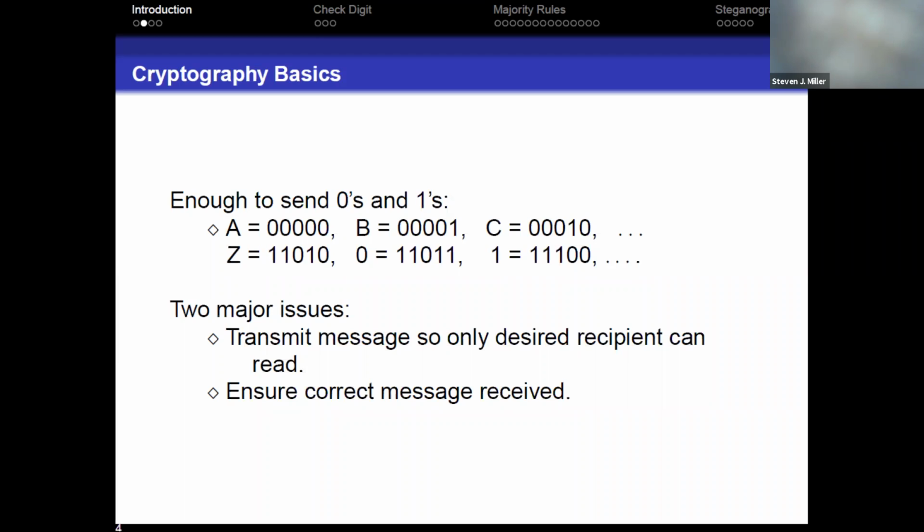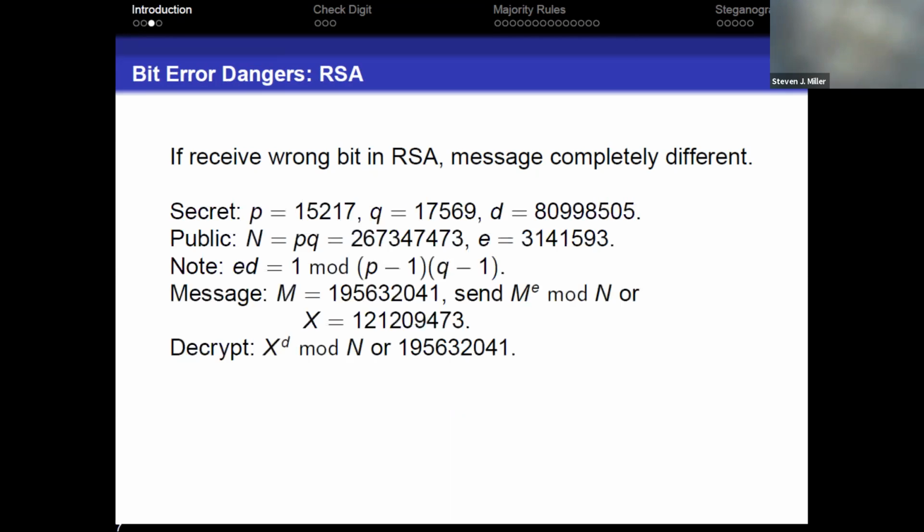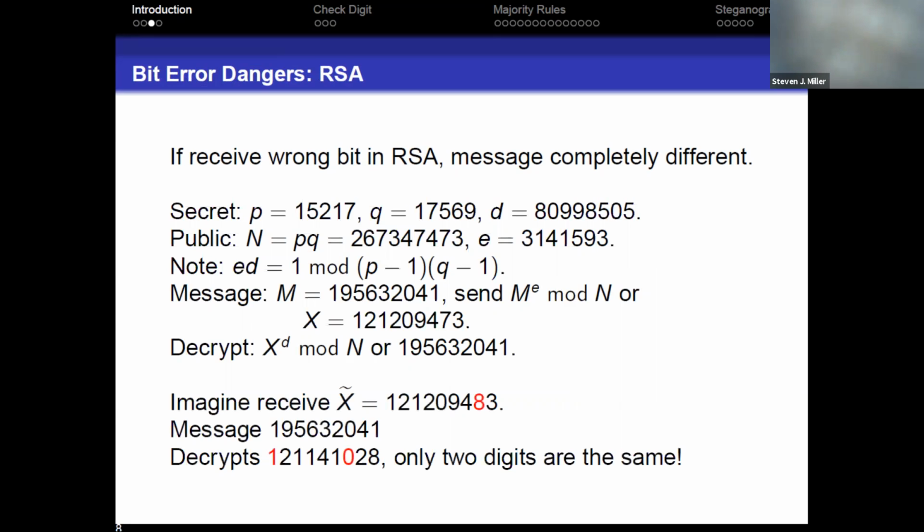The two major issues which we've talked about is we want to transmit messages so that only the desired recipient can read, and we want to ensure that the correct message is sent. And that's what we're going to be talking about now. So earlier, we were talking about the first part, the transmission. So that's why these slides probably look familiar. Originally, I was going to do this part tomorrow. Since we've all been doing this right now, I'm going to go through this really fast.